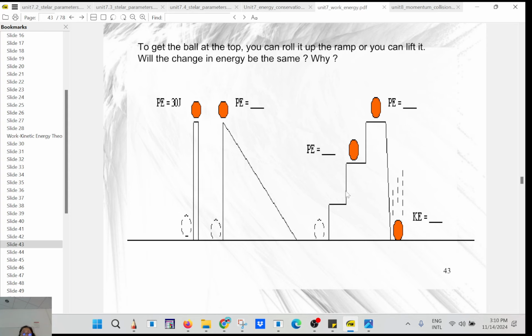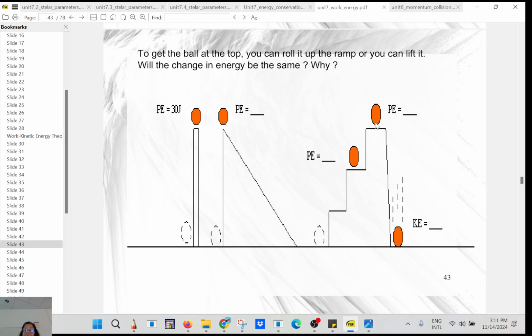So all the potential goes into kinetic. And you see you have steps. So what will be your potential energy here? If it's 10 here, you have 3 steps. 10 joules. So here it's going to be 20, and here it's going to be 30. Okay, so it's not that hard.